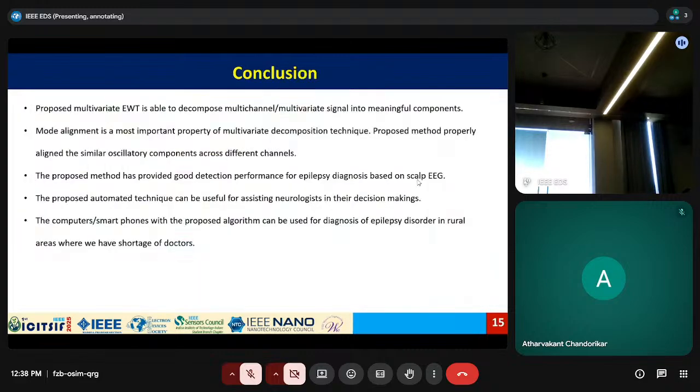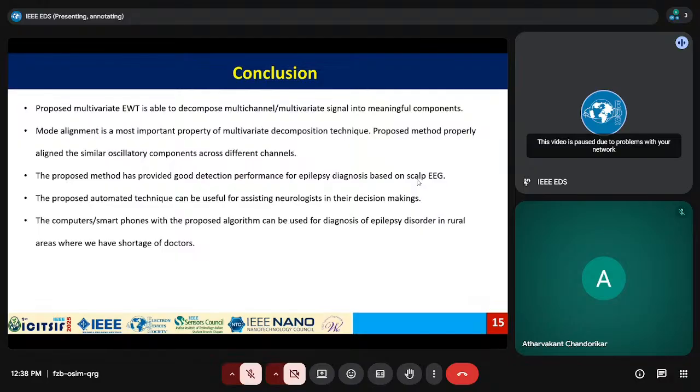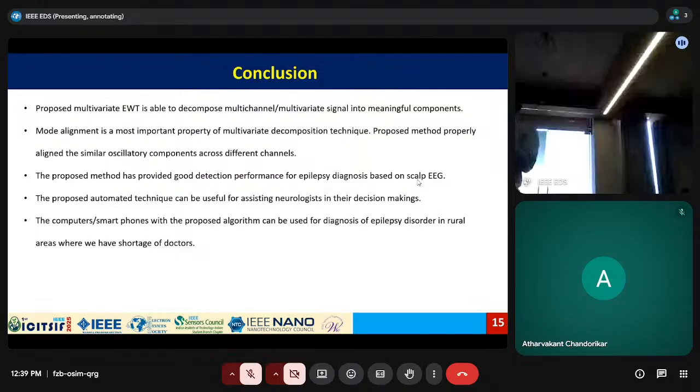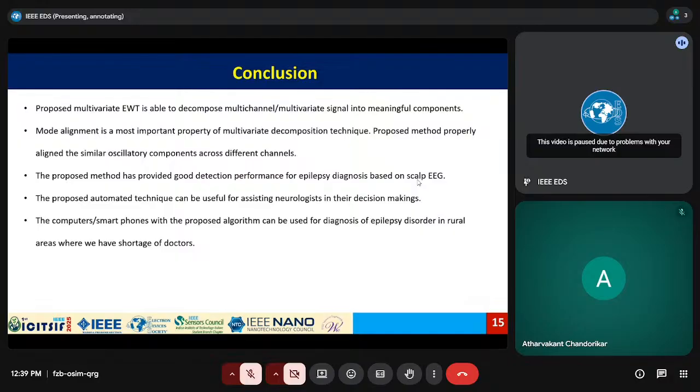And then this is the conclusion of this talk. The proposed multivariate empirical wavelet transform is able to decompose multi-channel, multivariate signals into meaningful components. This is one application where we have proposed systems based on multi-channel signal processing, but they can also be extended to other applications. Mode alignment is the most important property of multivariate decomposition techniques. The proposed method properly aligns similar oscillatory components across different channels. And the proposed method has provided good detection for epilepsy diagnosis based on scalp EEG.